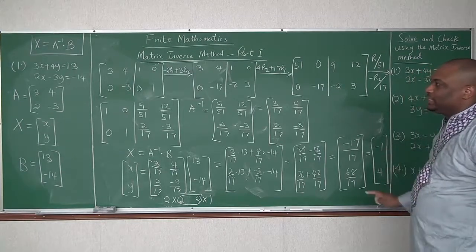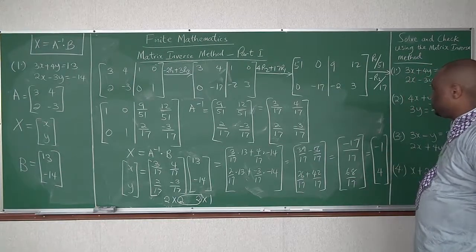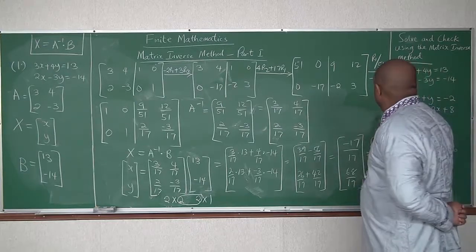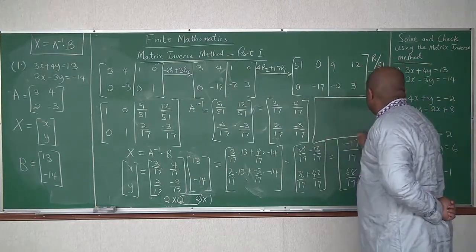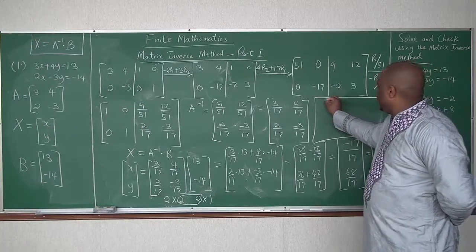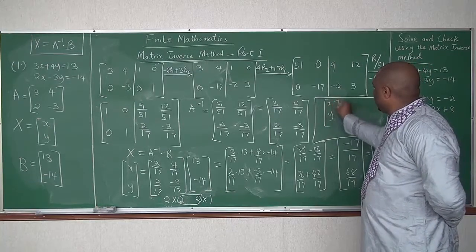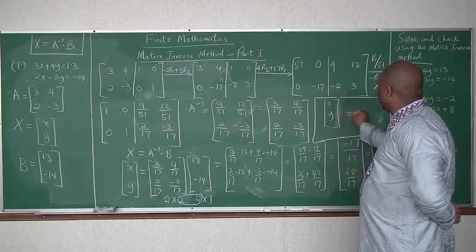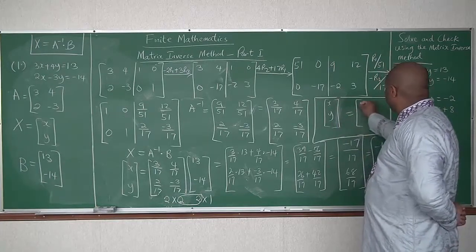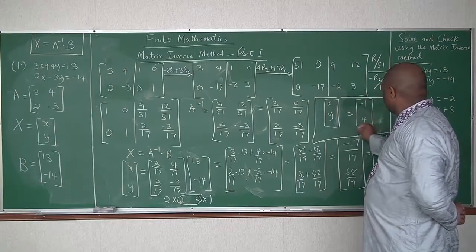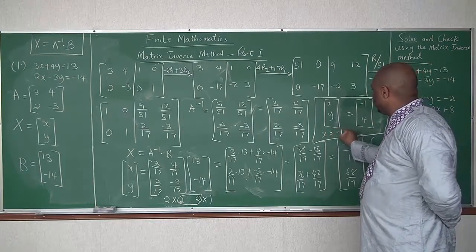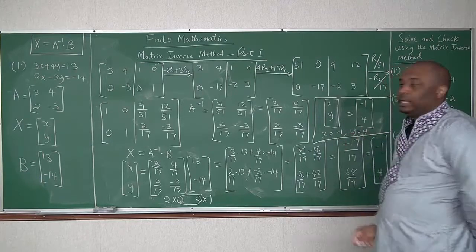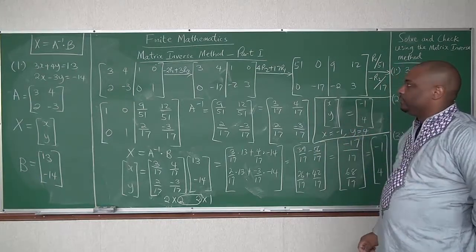So what does this tell you? What does this tell us here? Let's write it here. So you have that xy is equal to negative 1, 4. So that tells us that x is negative 1 and then y is 4. And that's our answer. X is negative 1, Y is 4.